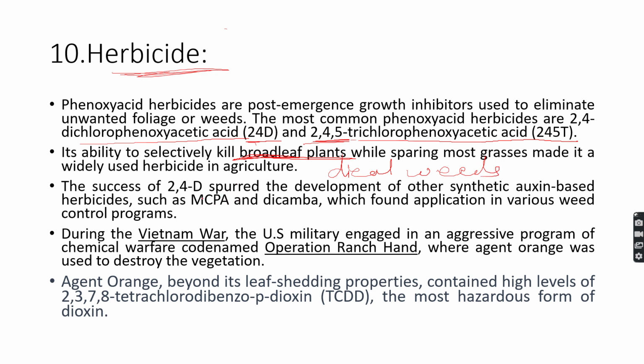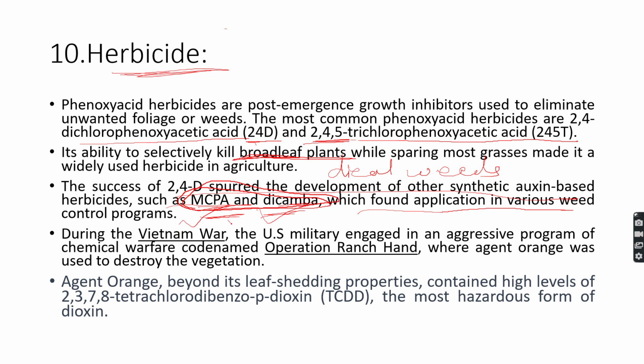The success of 2,4-D spurred the development of other synthetic auxin-based herbicides such as MCPA and dicamba. So you should not be confused, as these are also auxin-related herbicides. This is MCPA and dicamba, which found application in various weed control programs.